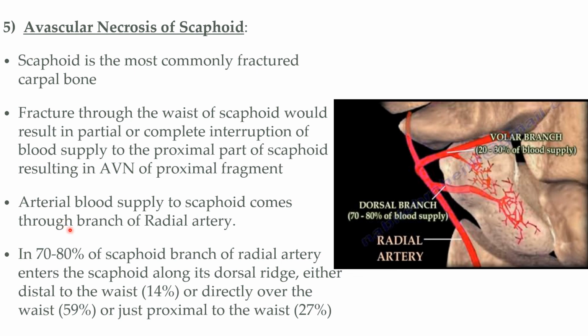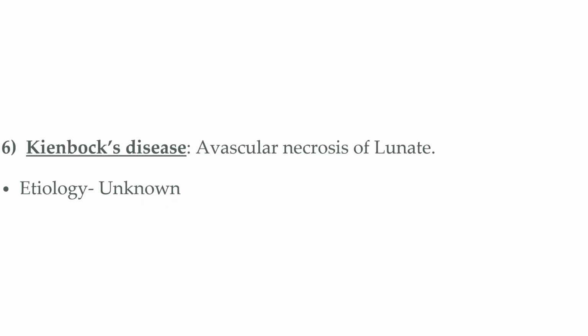In 70 to 80% of cases, the scaphoid branch of the radial artery enters the scaphoid through the dorsal ridge. This is the dorsal ridge. We also know that the site of fracture is the waist, and hence whenever a fracture occurs, this part undergoes avascular necrosis. A condition called Kienbock disease implies avascular necrosis of the lunate. The etiology of avascular necrosis of the lunate is as yet unknown.